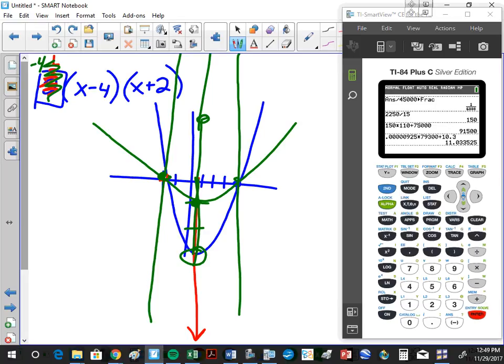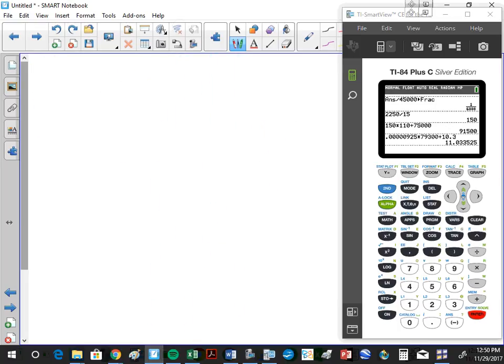And this is an x squared. How did I know it's an x squared? There are only 2 x's. Right? There's an x in the first factor and an x in the second factor. What if I had 3 factors? That's an x to the third graph.